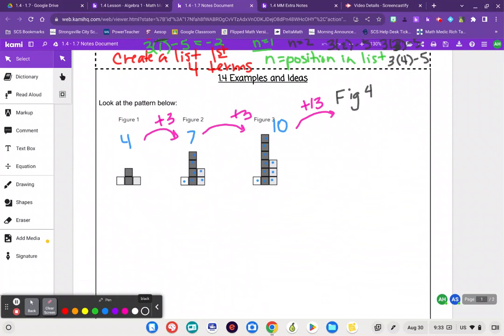But I want to draw a picture of that. In each of these pictures, I've got 1, 2, 3 squares at the bottom. I'm going to make 3 squares at the bottom. And in each picture, it looks like I have 1 square on the right, and then 2 squares on the right, and then 3 squares on the right. So I'm thinking on the right side, I should have 4 squares since I have figure 4. And then in the middle, in figure 1 I had 2, in figure 2 I had 4, and in figure 3 I had 6. So in figure 4, I should have 8.